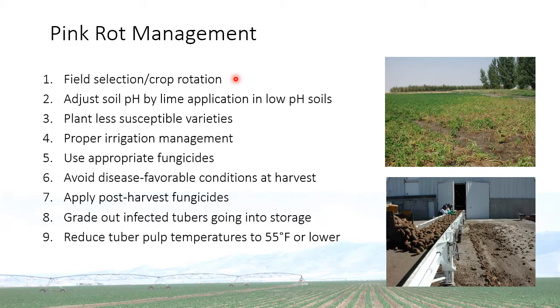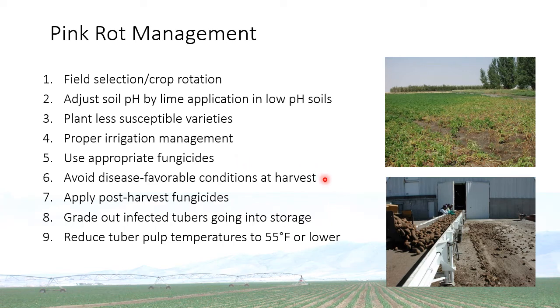pH is also an important player. We found that lower pH, around the area of 6 or lower, can increase infection by the pink rot pathogen. So doing things like adding lime to increase the pH of the soil will help reduce that pressure. Growers can plant less susceptible varieties, and we'll show some examples in a moment. Irrigation management is also critical, as are the use of fungicides, and we'll discuss that in this presentation.